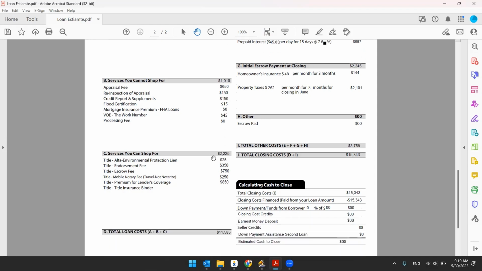Next, we're going to go to the escrow and title fees. This is going to be an estimated escrow and title fee cost. The title fee is going to be $650 on this transaction.